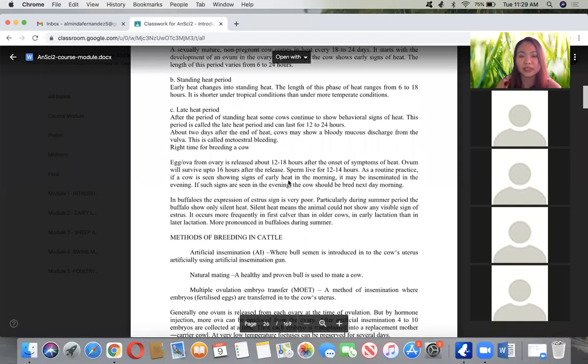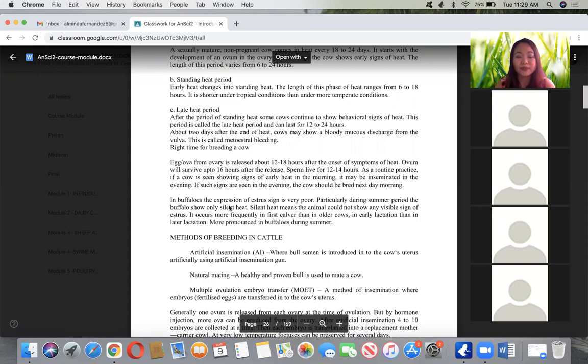So the signs: if early heat is in the morning, the cow may be inseminated in the evening. And if the signs appear in the evening, the cow should be bred the next day morning, because there is a time limit to the heat. So again, the best time for breeding a cow is during the late heat period.